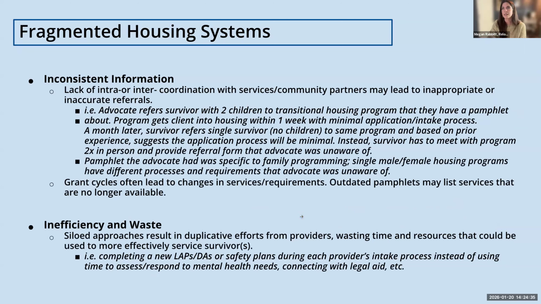And then, of course, there's inconsistent information, which we talked a little bit about earlier. Just for an example, if an advocate refers a survivor with 2 children to a transitional housing program that they have a pamphlet about, the program gets the client into housing within 1 week with a minimal application intake process. A month later, the advocate refers a single survivor, no children, to the same program, and based on prior experience, suggests the application process will be minimal.